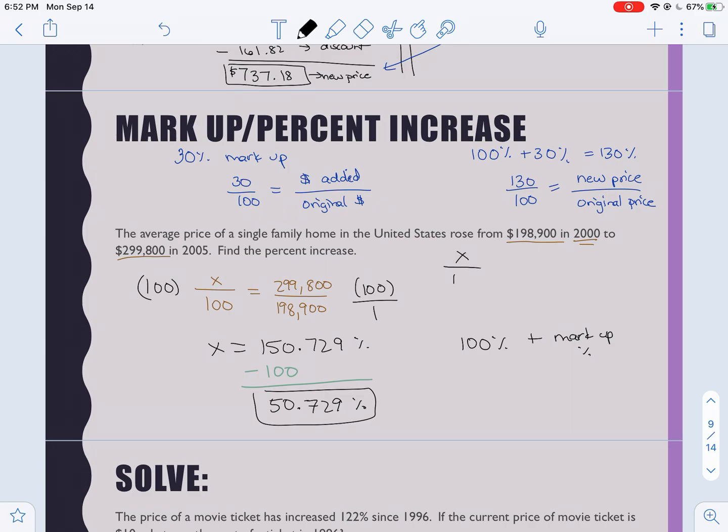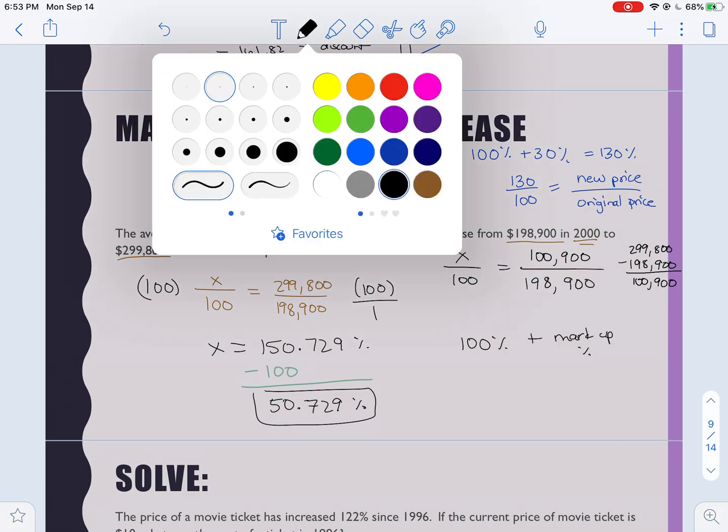Another way to find it is, remember that the number on top can also be the amount of money that you added to the original price. Well, my original price was $198,900, and so my new price was $299,800. So to figure out how much money I added to the original price, I could subtract the original price from the new price. So $299,800 minus $198,900, and I get $100,900. So that was how much the worth of my house went up.